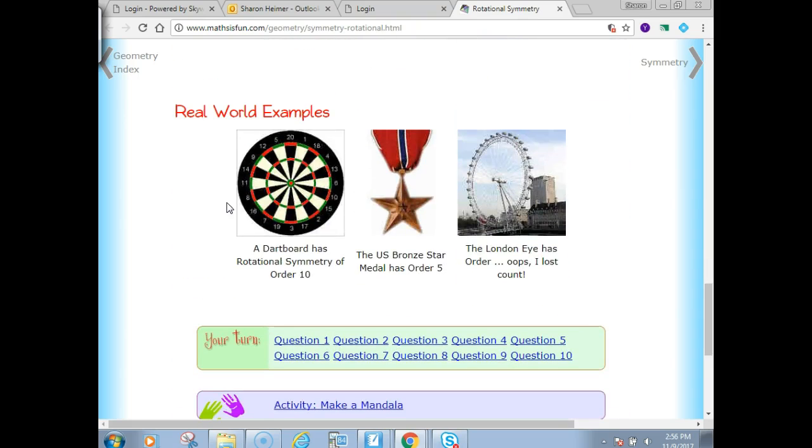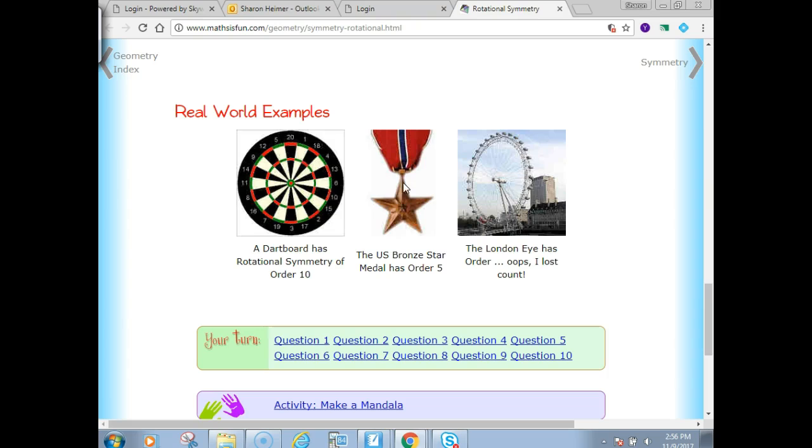Dartboards, these are real world examples. This has rotational symmetry, order 10, because every black one, if it got back to another black one, there would be how many black ones on here? There's 10 of them, and there's 10 white ones, and so that's why it's order 10, and you could divide 360 by 10 and find out there's 36 degrees between 2 of those.